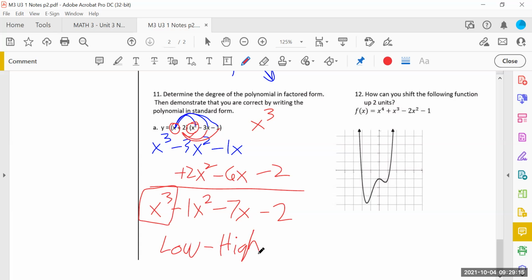And then the last question here is just something kind of out of left field, completely different than everything else we've done, just logic.